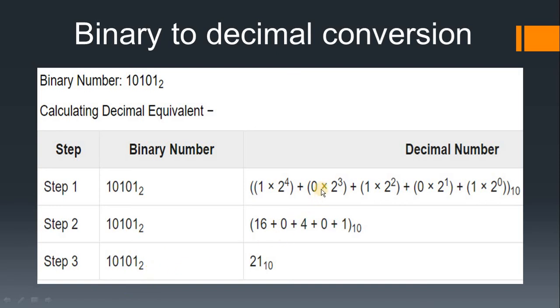Then plus 0, and 0 with any number is 0. Here 2 raised to 2 means 2 into 2, so that is 4 into 1, which is 4. The next one is 0, so it will ultimately be 0. Then 2 raised to 0 is always 1, so 1 into 1 is 1. Being a mathematics student, I think you will understand this easily. So the last answer will be 21 in base 10.